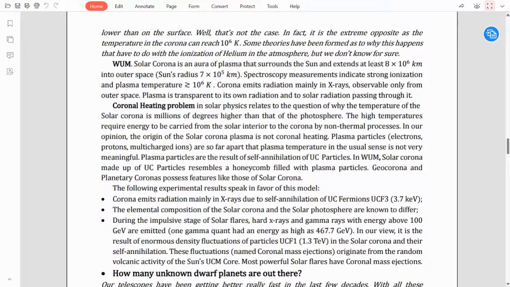One gamma quant had an energy as high as 467.7 gigaelectron volts. In our view, it is the result of enormous density fluctuations of particles UCF1, 1.3 teraelectron volts, in the solar corona and their self-annihilation. These fluctuations, named coronal mass ejections, originate from the random volcanic activity of the sun's UCM core. Most powerful solar flares have coronal mass ejections.